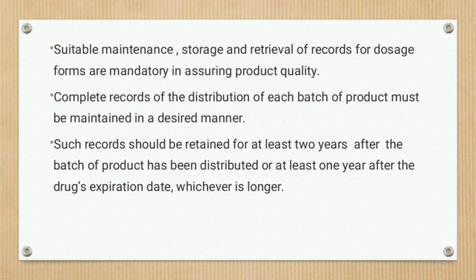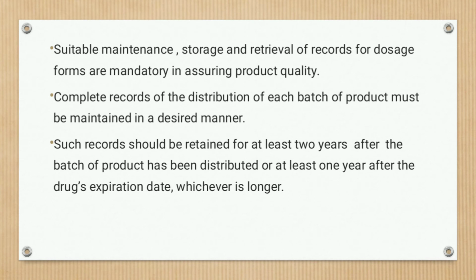That is, whatever documents are there definitely need to be stored properly in order to assure the product's quality, as well as a complete record of distribution. Whatever batch has been prepared, where it has been distributed, what its batch number was, what the batch size was, who the distributing agents were, to whom how much amount of product has been distributed, all has to be documented and maintained in the desired manner.